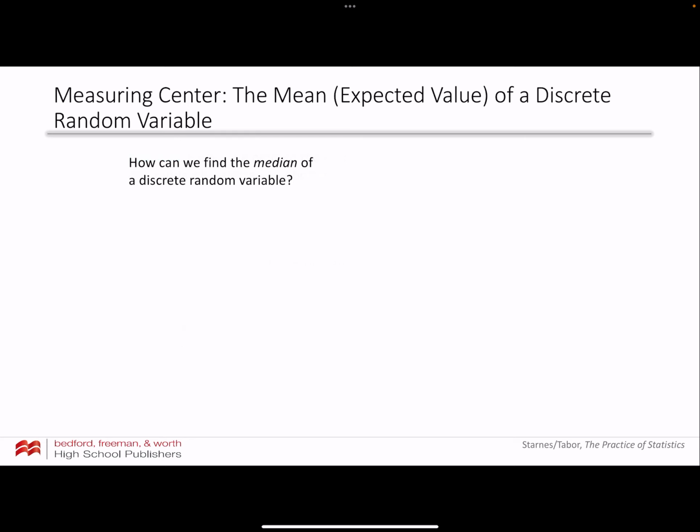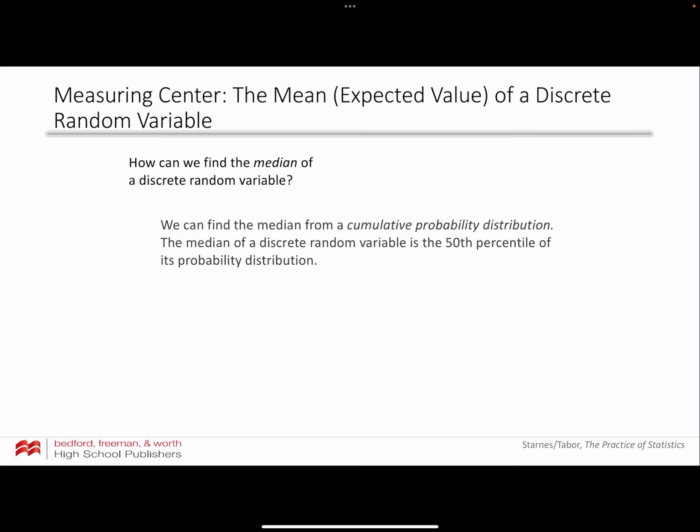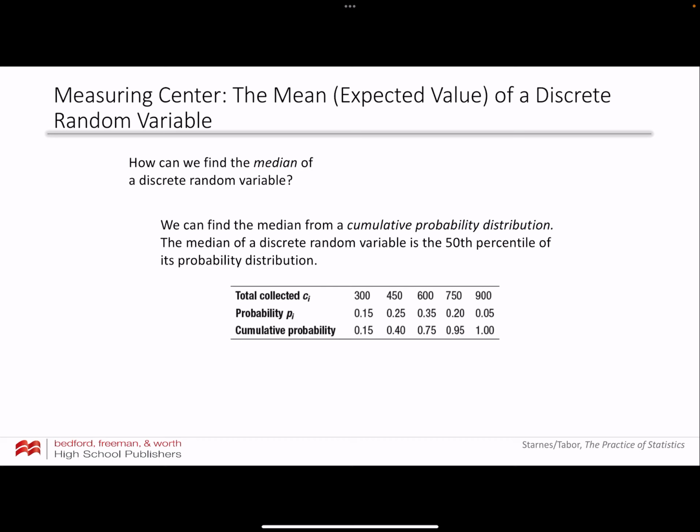All right, median. So that's the mean. The median is the center point, the middle point, the 50th percentile. So what you're going to do is look at your probability values and calculate cumulative probability. Starting at the lowest data point, Pete collects $300 15% of the time. So between 0 and the 15th percentile, you're collecting $300. Well, then the next 25% of the time, you're collecting $450.